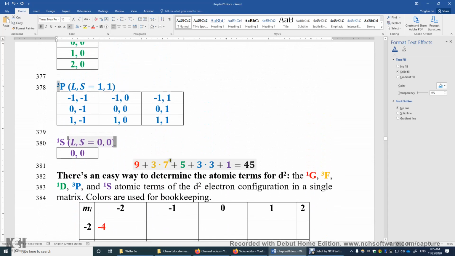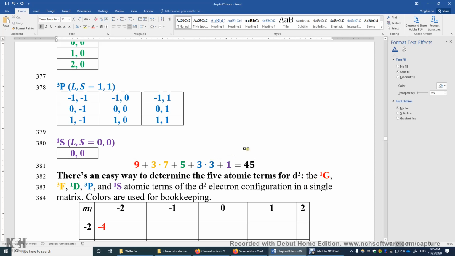And over here, this is 3F, this is 1D, this is 3P, and this is 1S. A total of 45 microstates. So now you know it's really tedious to determine the 45 microstates and then group them into 5 atomic terms. But there is a really easy way to determine the 5 atomic terms for the d2 electron configuration.